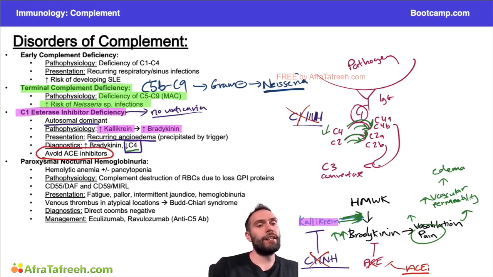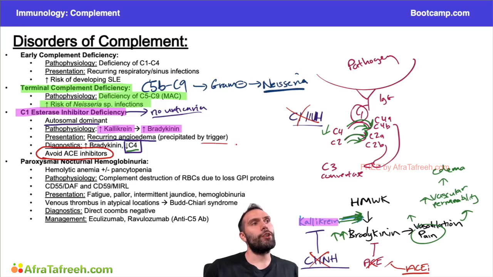They were started on an ACE inhibitor for high blood pressure or whatever, and now they're presenting a few days later, potentially with new facial edema or abdominal pain, recurrent abdominal pain with new edema, etc. Okay, so that's usually going to be the trigger. The trigger can also be trauma, stress, right?